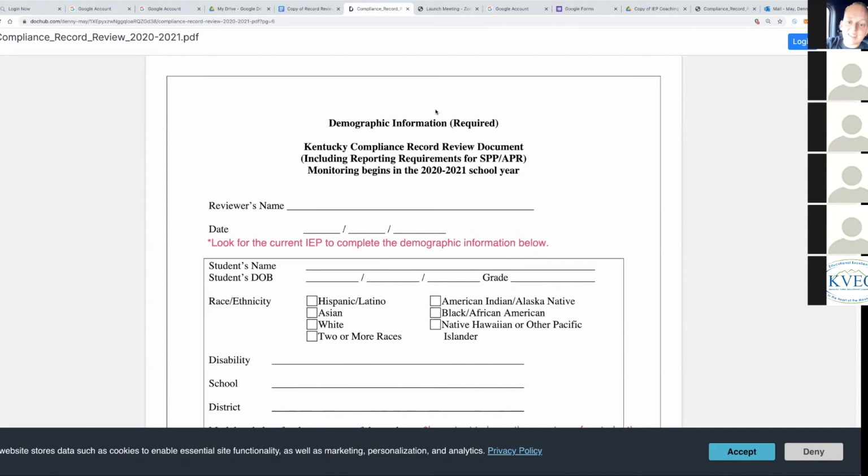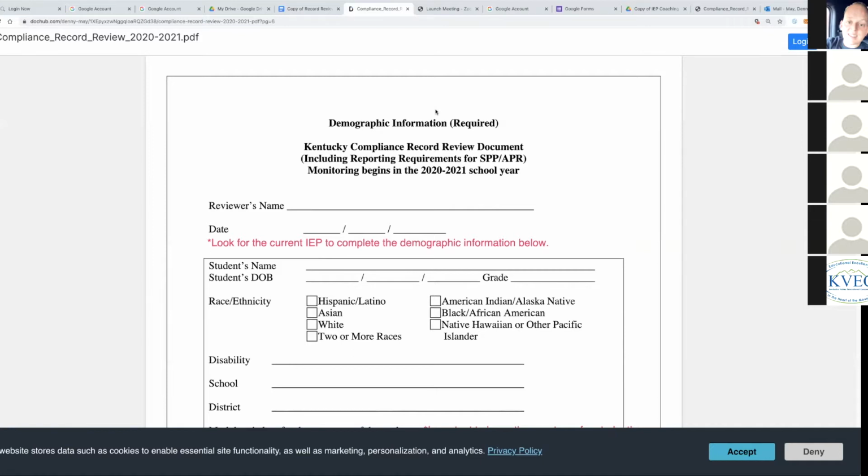And what you see in front of you is the record review document itself. This is the standard we use for reviewing files. This is the standard that KDE uses when they come in and do an audit. And this is the definitive piece of foundation for information in regards to recording in your files what needs to be recorded. So we're going to start out and look at a file with you.